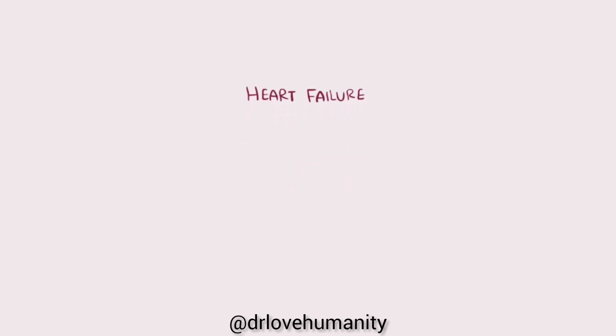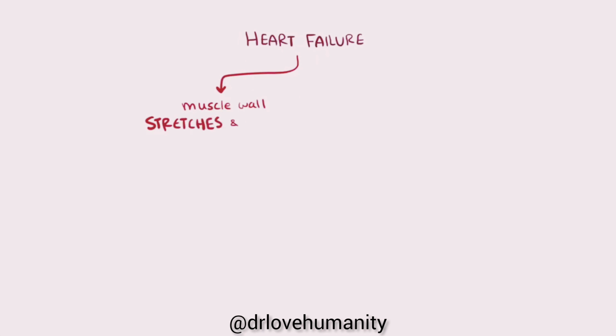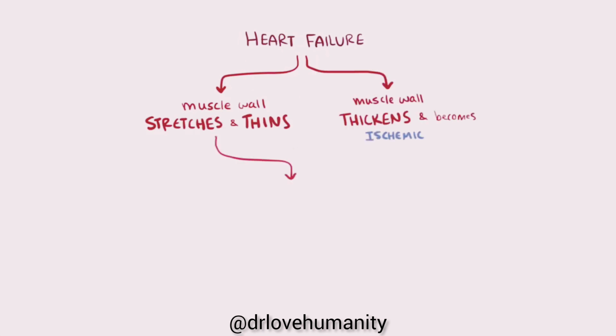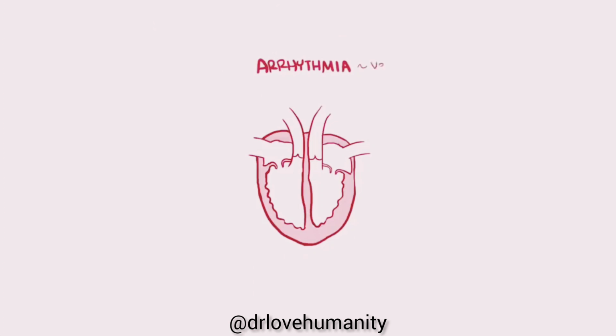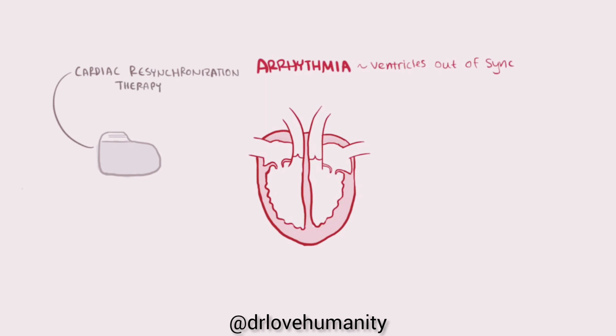With heart failure, we saw that sometimes the muscle wall can stretch and thin out, or sometimes it can thicken and become ischemic. In either case, those heart cells get irritated, and this can lead to heart arrhythmias. With an arrhythmia, the ventricles don't contract in sync anymore, making them less able to pump blood out and worsening this whole situation. In some cases, patients might be prescribed cardiac resynchronization therapy pacemakers, which can stimulate the ventricles to contract at the same time and potentially improve the blood pumped out.